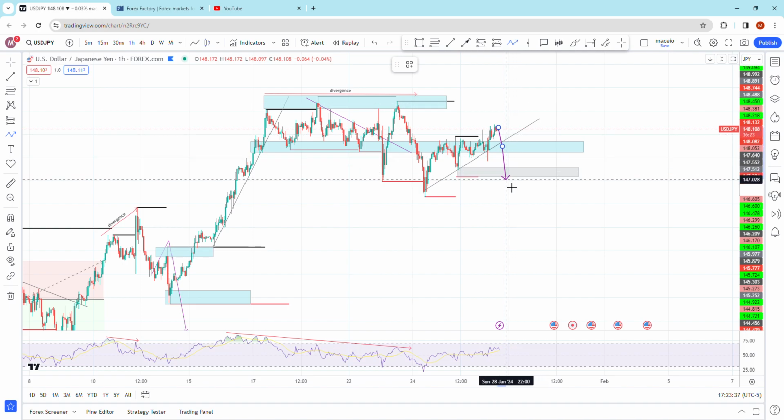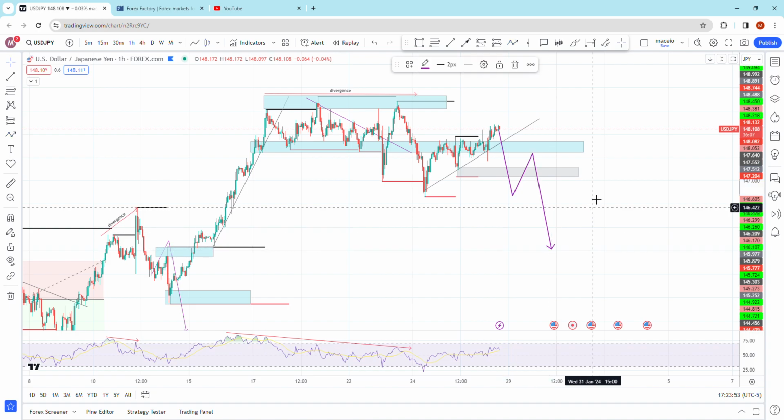And if price actually doesn't respect it by pulling down, I wouldn't do anything at this area. I'll wait for price to break this. This is the safest thing to do. Wait for price to break this, then retest either this or this, and then you can start to sell. That's the only thing I see with UJ at the moment.